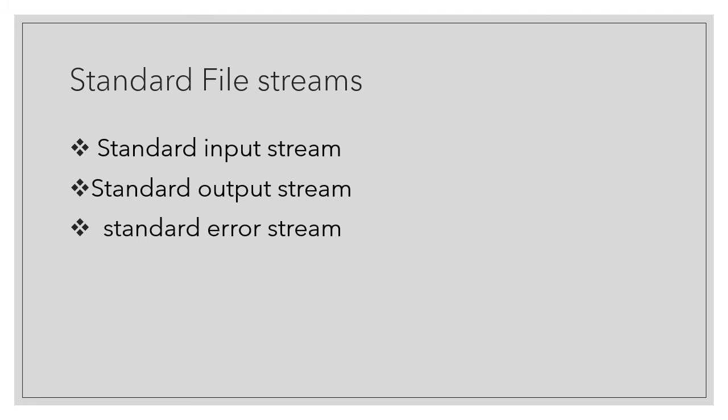Now the standard streams available in Python are three standard streams. One is the standard input stream and the standard output stream. The other one is the standard error stream, because these three things we are getting in each and every program. We are getting the input as well as the output. If the input is not correct, we will get the error also.